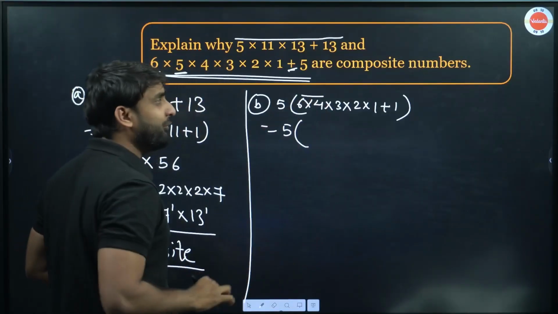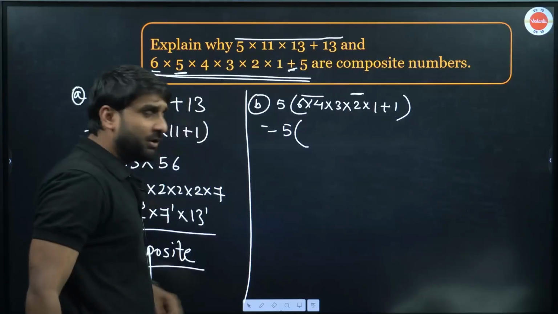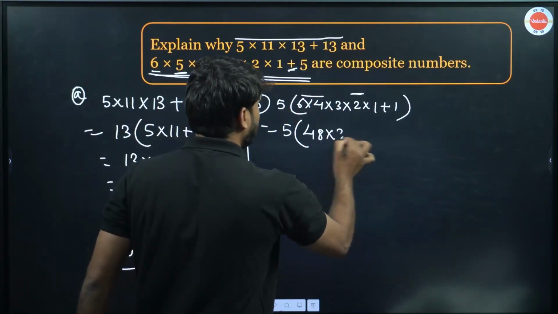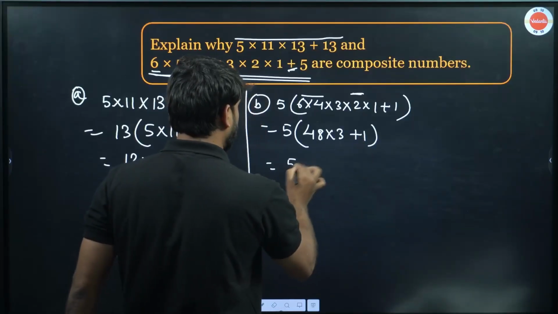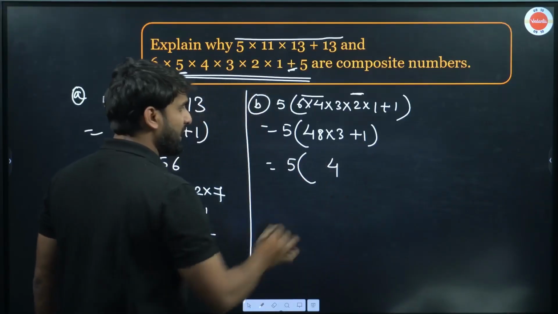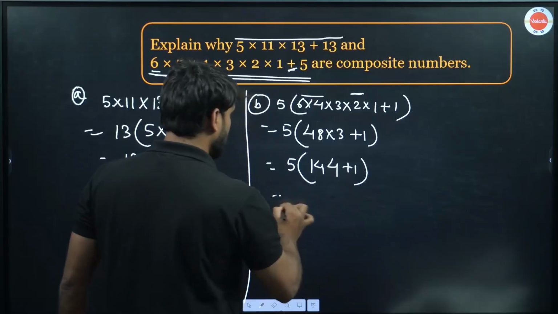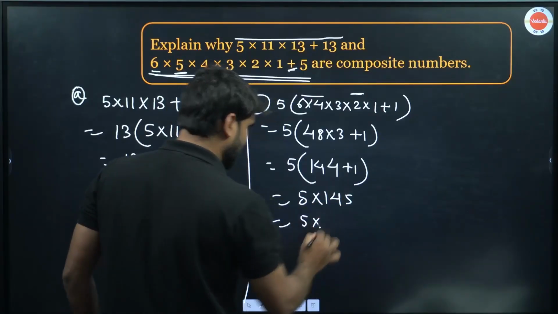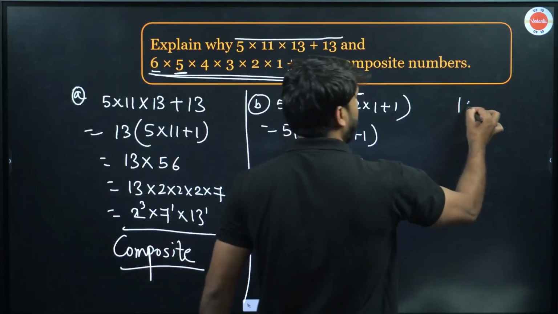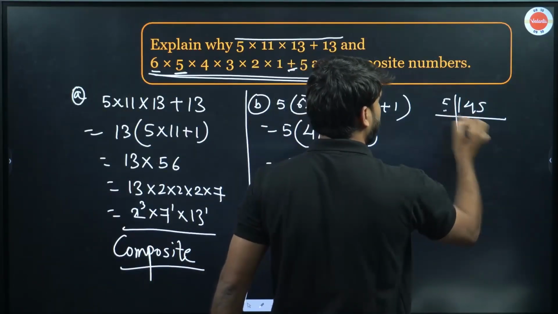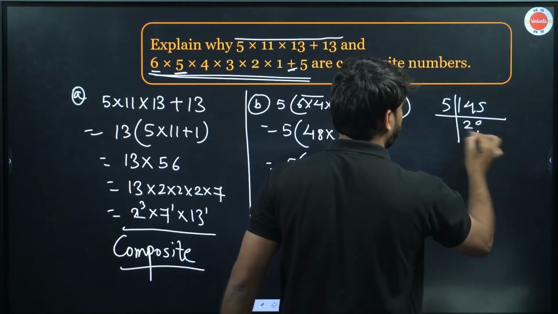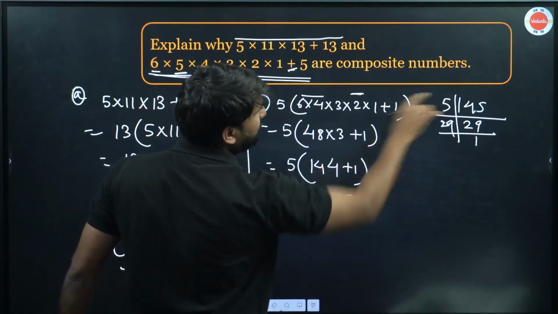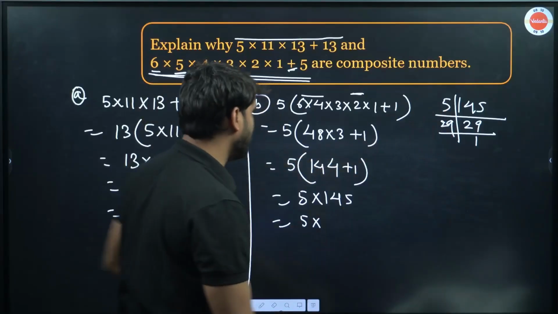6 fours are 24, 24 twos are 48, and 48 into 3. Let's write it: 48 into 3 plus 1. Can we solve this? So 5 into 48, 8 threes are 24, and this is 144 plus 1. So we are having here 145. We can expand this. 145 can be expanded as 5 twos are 10, and 5 nines are 45, so we are having 29. So this 145 can be written as 5 into 29.